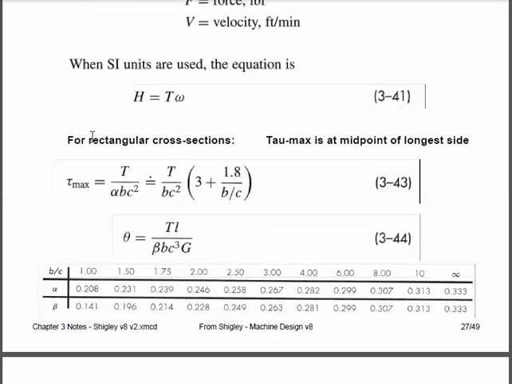If we don't have a circular section, then we can calculate the maximum shear stress using a correction formula right here, where the B's and C's come out of this table.